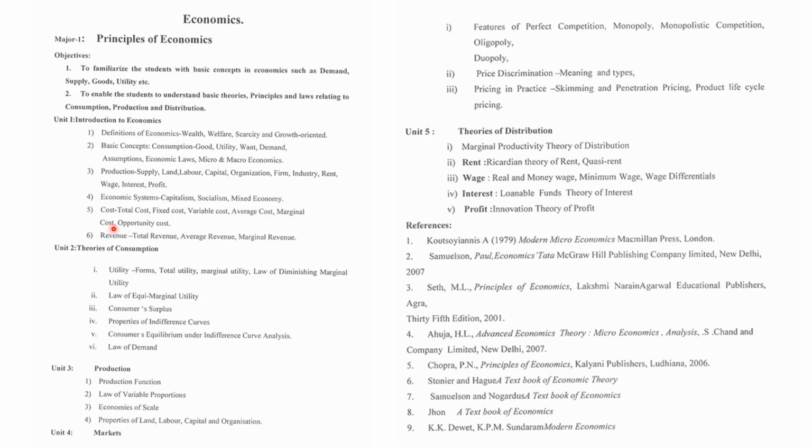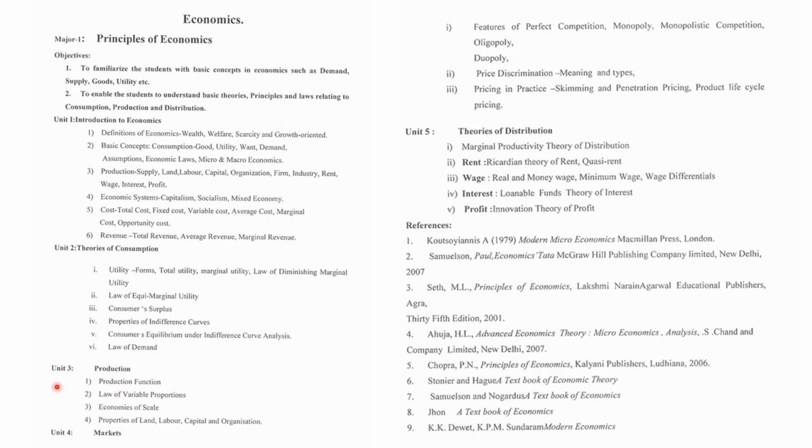And then about cost, what is cost, and you have various types of cost: total cost, fixed cost, variable cost, average cost, marginal cost, opportunity cost. And then in revenue, you have total, average, marginal revenue. And this was about the first unit. Second unit, you have certain theories. First one is utility, theory of diminishing marginal utility, and then law of equimarginal utility, consumer surplus, and properties of indifference curve, consumer equilibrium under indifference curve analysis, law of demand.